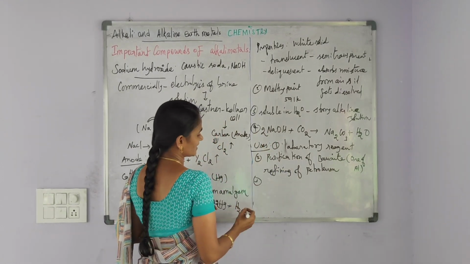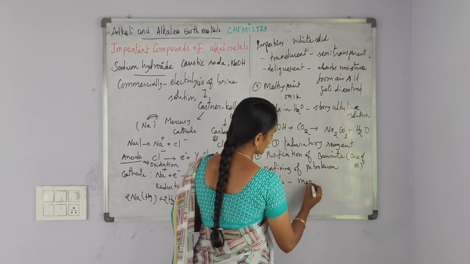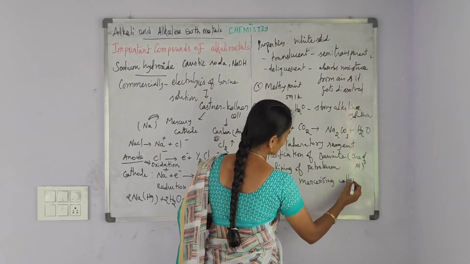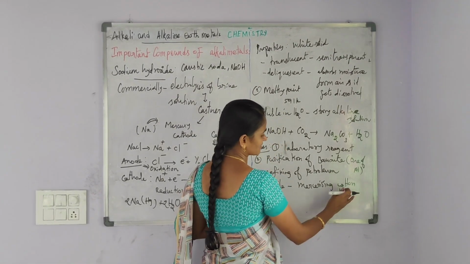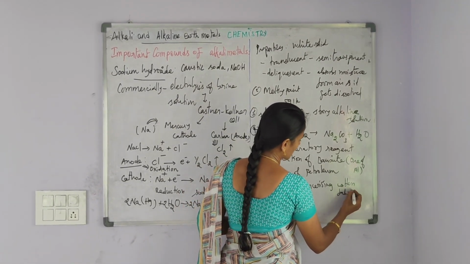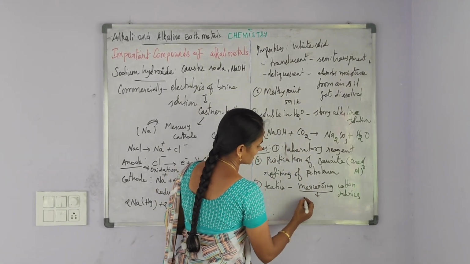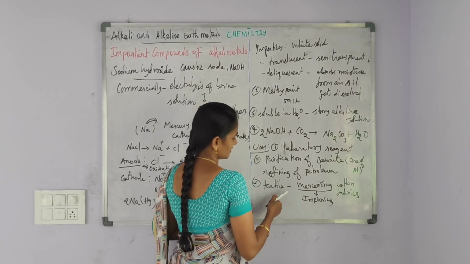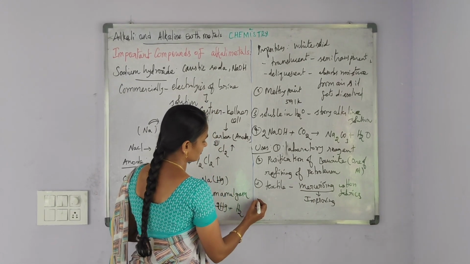The third one is, it is used in textile industries for mercerizing cotton fabrics. Mercerizing means improving. Sodium hydroxide is used in improving the quality of cotton fabrics.